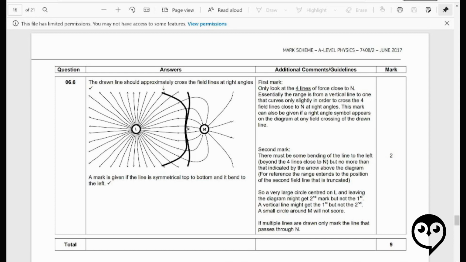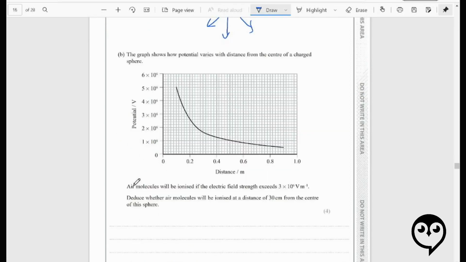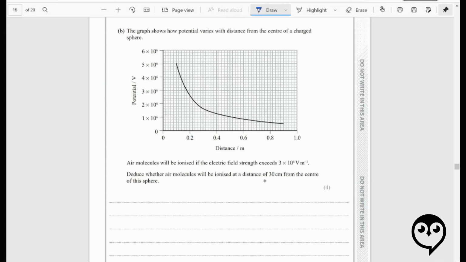Take a look on the right if you'd like to see the rest of that. We've got Edexcel Advanced Physics 1, Paper 1 from 2018. Okay, Part B. This graph shows how potential varies with distance from the center of a charged sphere. Air molecules will be ionized if the electric field strength exceeds 3 million volts per meter. Deduce whether air molecules will be ionized at a distance of 30 centimeters from the center of the sphere.